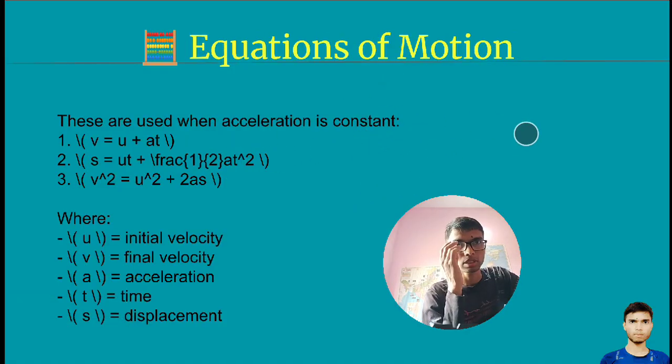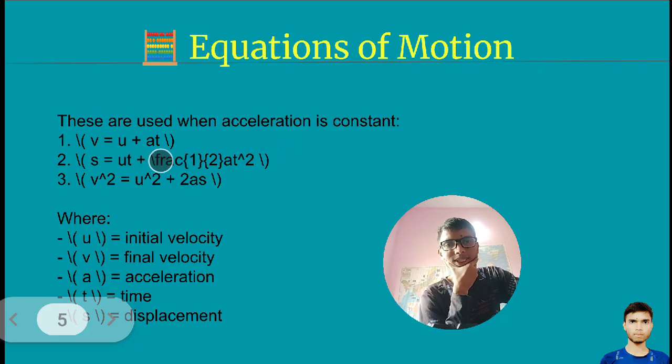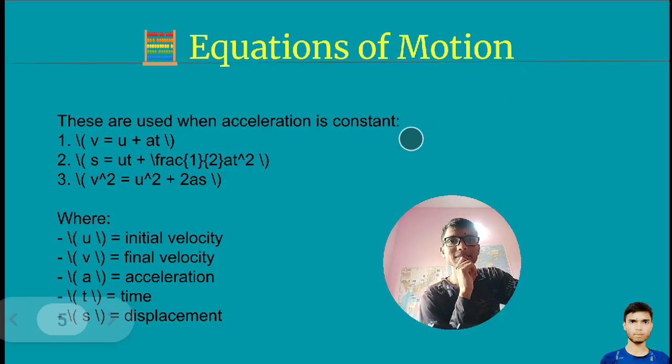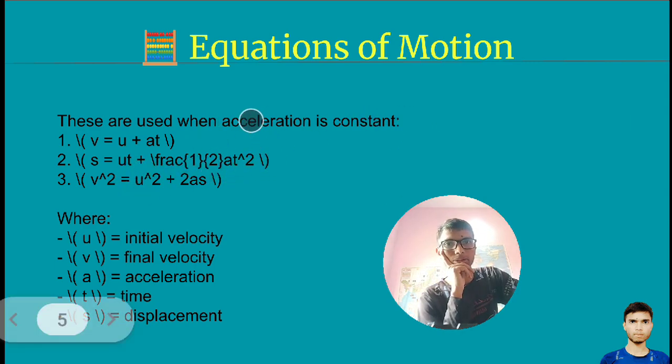Equation of motion. These are used when acceleration is constant. It means distance is fixed. Then this will be used: v is equal to u plus at. u will be the initial velocity, and v is the final velocity. Clear?